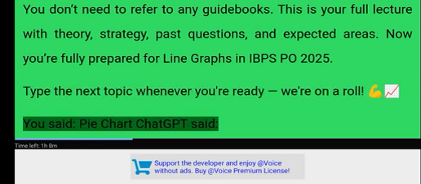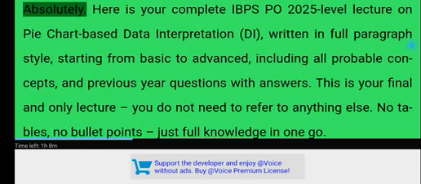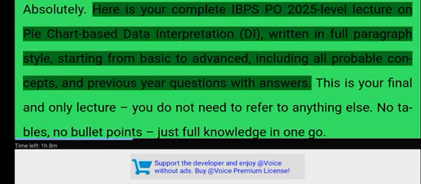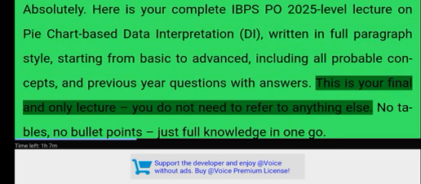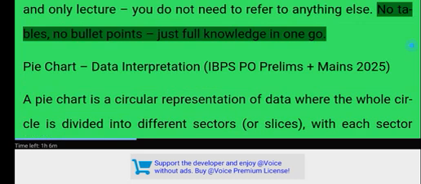You said, pie chart. ChatGPT said. Absolutely. Here is your complete IBPS PO 2025 level lecture on pie chart-based data interpretation, DI, written in full paragraph style, starting from basic to advanced, including all probable concepts and previous year questions with answers. This is your final and only lecture. You do not need to refer to anything else. No tables, no bullet points, just full knowledge in one go.